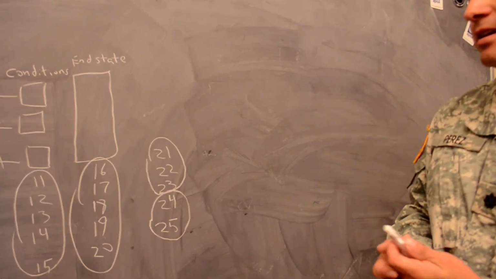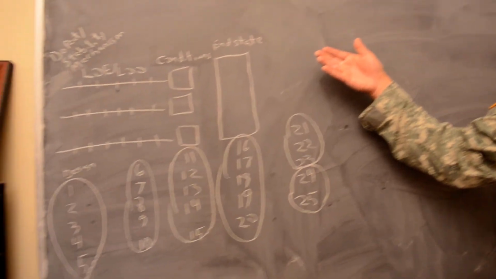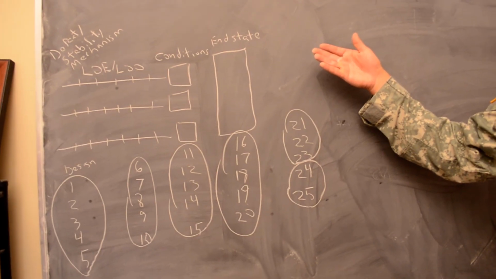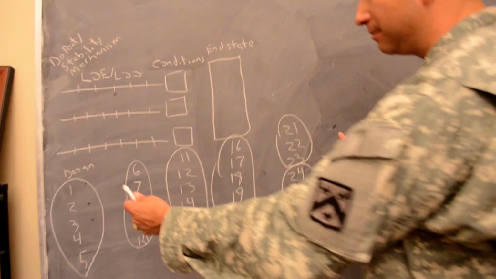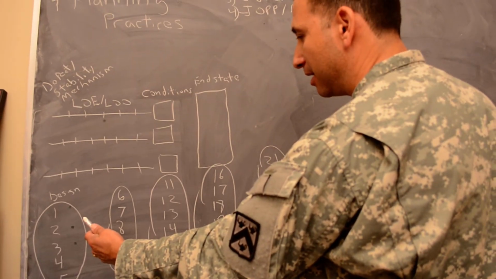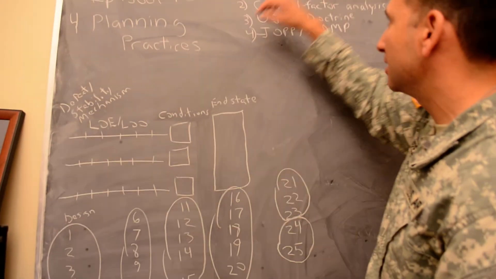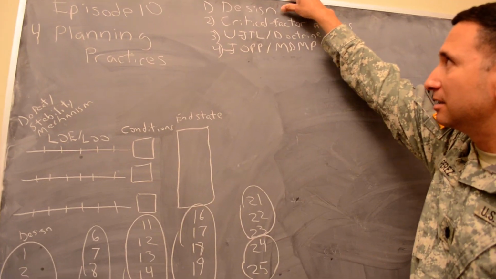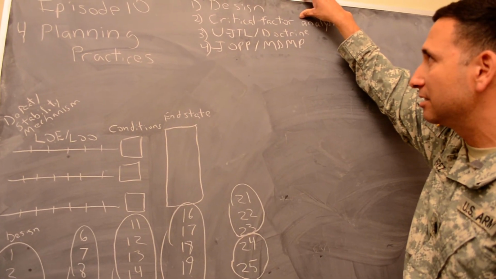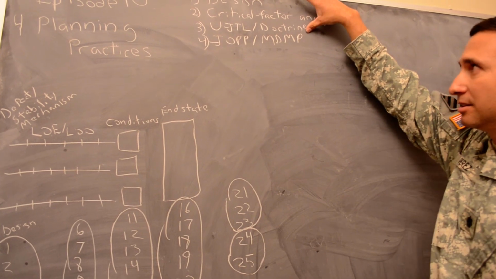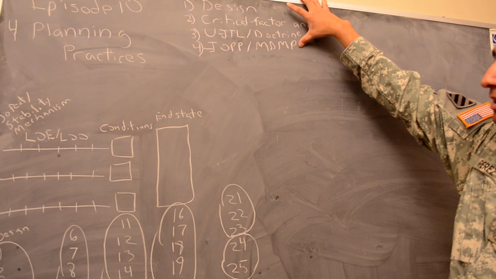Here we have now a complete operational approach wherein the 25 objectives that we came up with are derived from 4 planning practices, which include design, critical factor analysis, doctrine, and detailed planning via JOPP and MDMP.